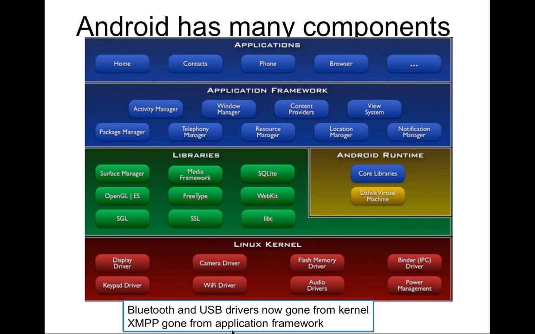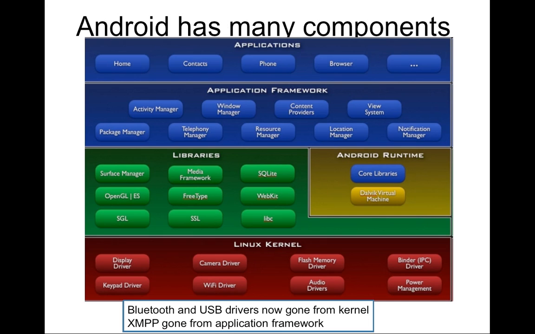The note you're supposed to be looking at at the bottom here says Bluetooth and USB drivers are now gone from the kernel. Yes, gone. XMPP is gone from the application framework. So what ends up happening is, in each one of the iterations, as we go from 2.0 to 4.0 and above and beyond, the architecture keeps evolving. They're moving things away that don't need to be there. They're taking stuff out of the kernel and making things loadable.